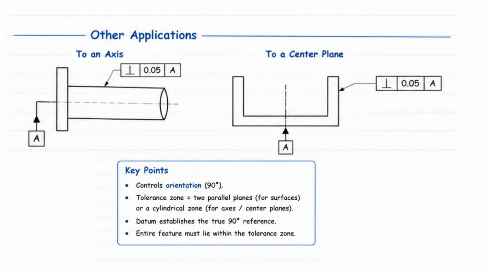Perpendicularity controls a 90-degree relationship with a datum. Whether it's a surface, axis, or center plane, the feature must stay within the defined tolerance zone. This helps ensure proper fit and assembly.